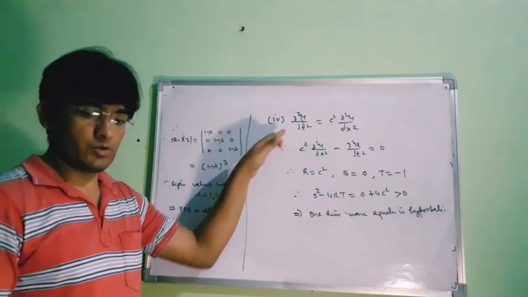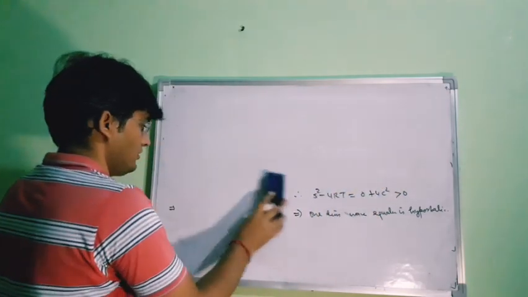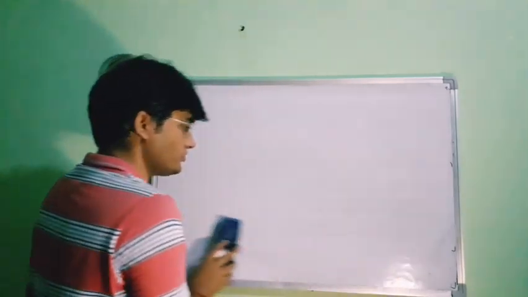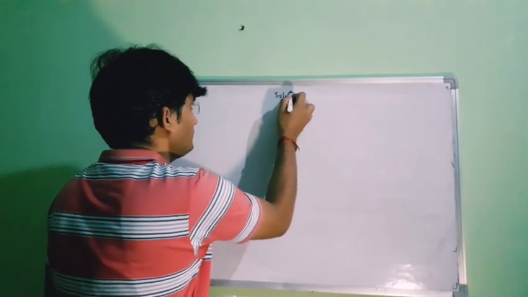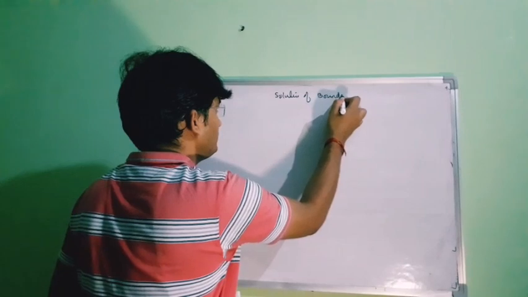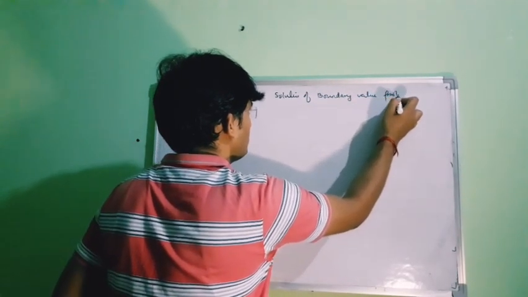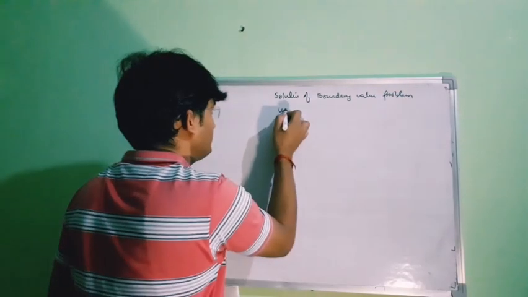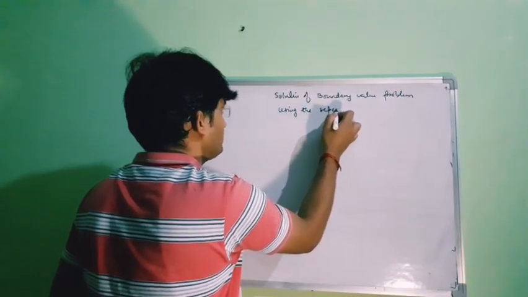So this is the nature of this one-dimensional wave equation. Now let us solve partial differential equations using the variable separable method. I am starting with the problem: to solve the boundary value problem using the separation of variables method.